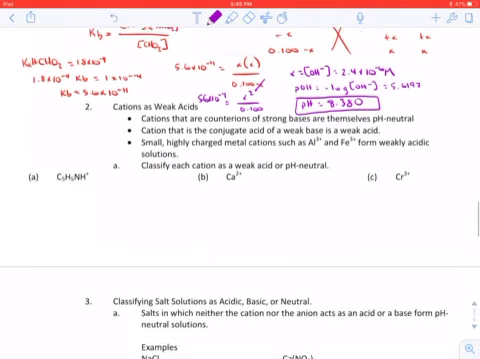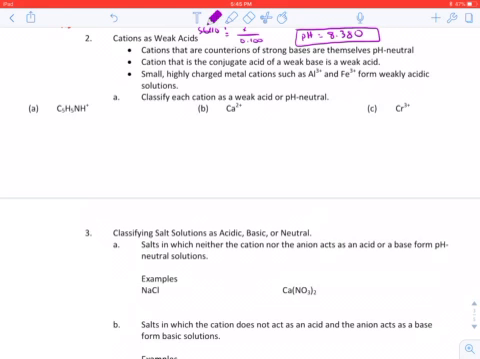So that was anions of weak bases. So let's look at cations as weak acids. Cations that are counterions of strong bases are themselves pH neutral. So that's just kind of what we saw above. A cation that is the conjugate acid of a weak base is a weak acid. And small, highly charged metal cations such as Al and Fe form weakly acidic solutions.